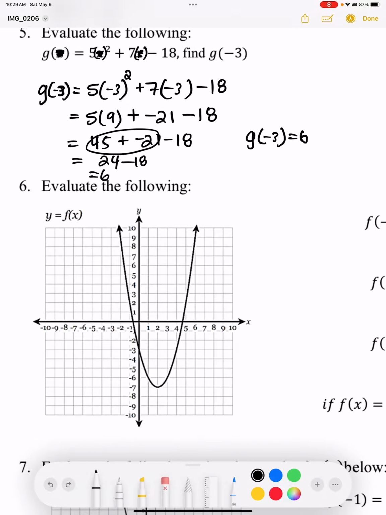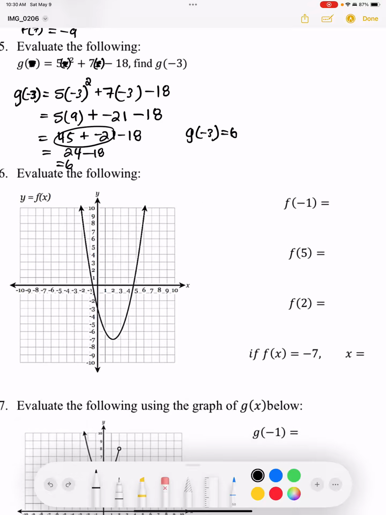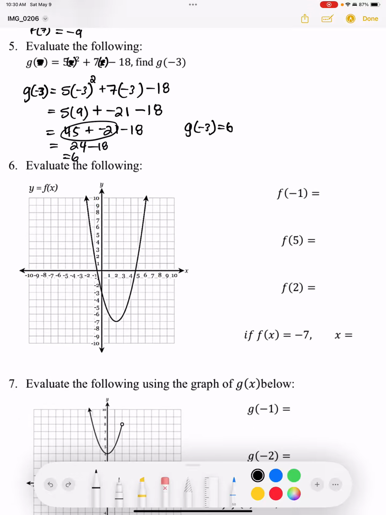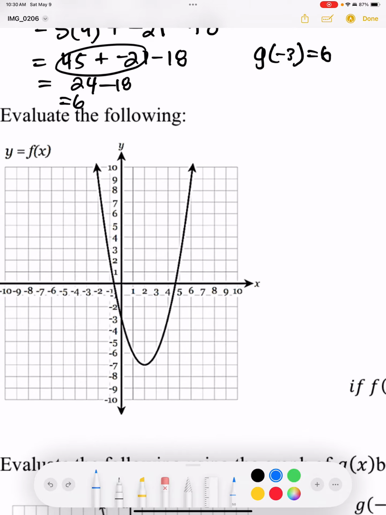For graphs, we want to evaluate them. So we have this graph f of x, and we're asked to evaluate. So what you're doing is for the first 3, you are going to the x because this represents an x. So you want to ignore the y numbers for right now. You always want to start on the x. So you want to start here. That's where you want to start. So we're going to start at -1.